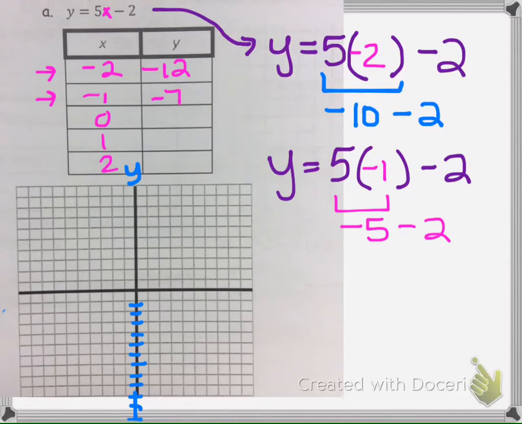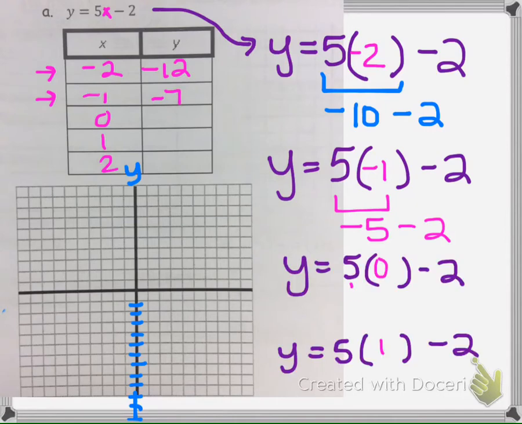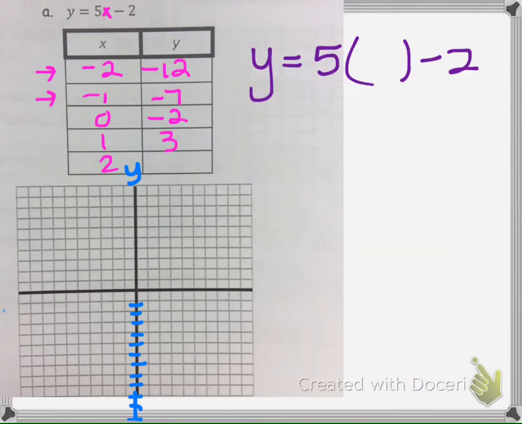So go ahead and fill out your table. Again, it doesn't have to be the same values I picked. So 5 times 0 is 0, minus 2 is -2. 5 times 1 is 5, minus 2 is 3, and then one more left. So plug in the 2, and we get 10 minus 2 is 8.